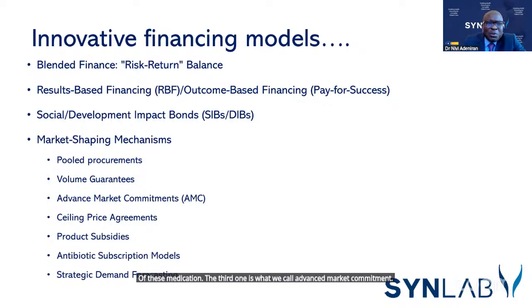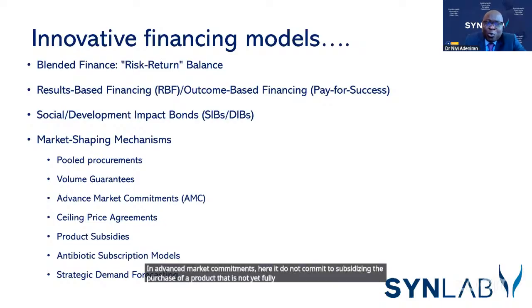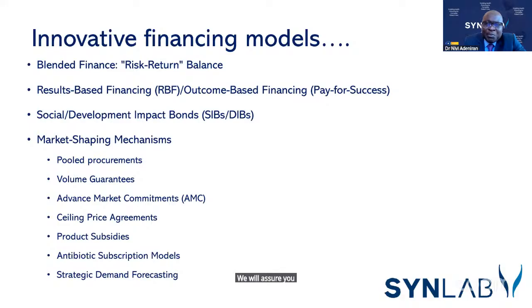In advanced market commitment, a donor commits to subsidizing the purchase of a product that is not yet fully developed or widely available, provided it meets certain specifications, meaning that a donor commits to a particular product that if you can develop this product, we will assure you that we will buy the product as long as it meets 1, 2, 3, 4 conditions.